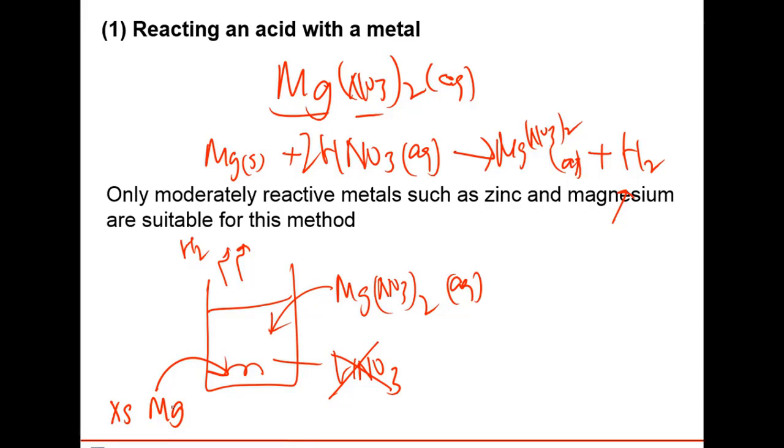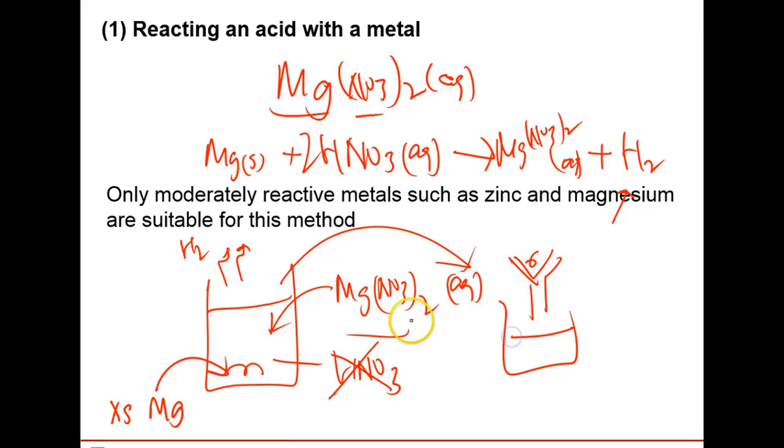So now I have my magnesium ribbon and I have my salt. So what do I do to obtain my salt? Very easy, right? I just need to remove the magnesium ribbon. How do I remove it? I filter it out. So I filter this thing out. My magnesium ribbon is left here, and my salt is collected as the filtrate.